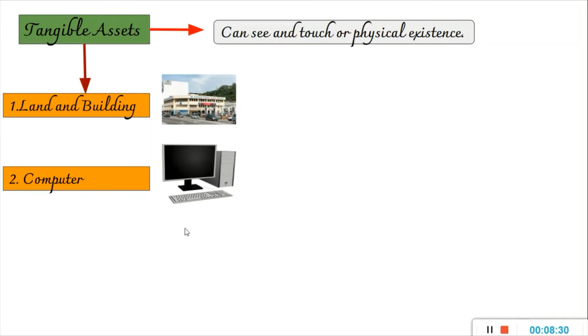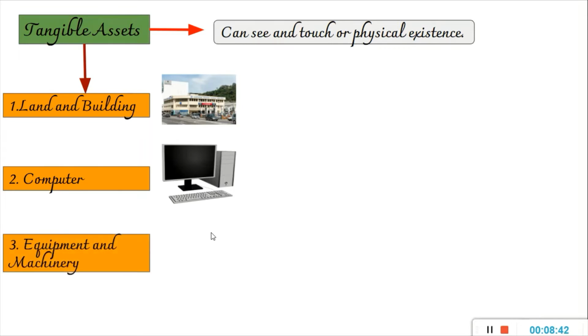But remember one thing, the computer is a tangible asset, but the software, whatever is inside the computer, that is an intangible asset. Clear? The third category, we can see, is equipment and machinery.